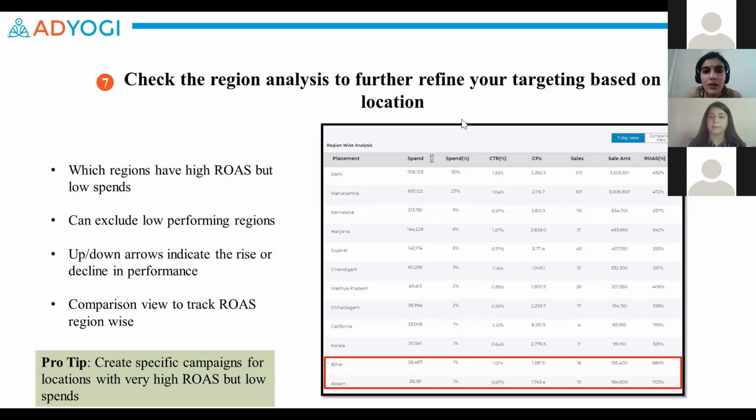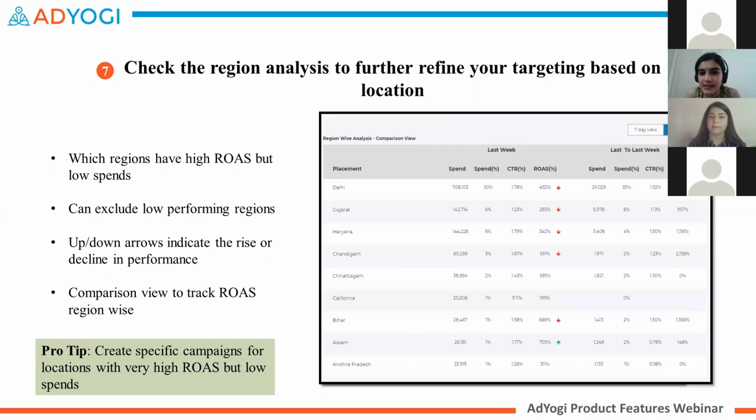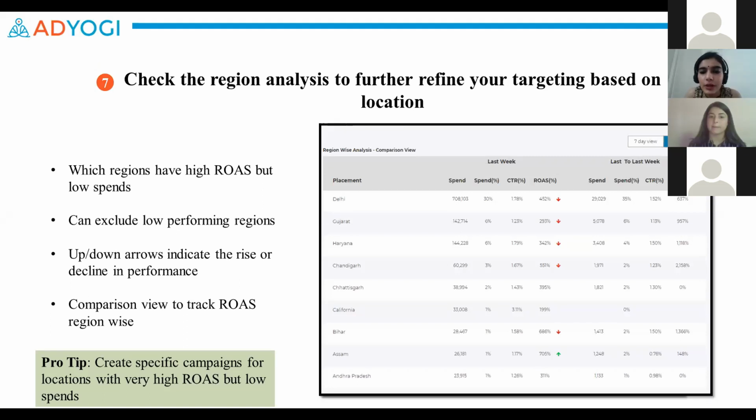We also have a comparison view in the region analysis, as you can see here. This view contains a comparison of last week versus the week before, so that we can see which areas have progressed in the positive direction and which areas are not doing that well. The tiny red and green arrows indicate whether there's been an increase or a decrease in the ROAS.